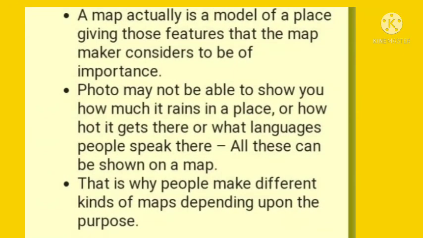A map actually is a model of a place giving those features that the map maker considers to be of importance. A photo may not be able to show you how much it rains in a place, or how hot it gets there, or what languages people speak there. All these can be shown on a map. That is why people make different kinds of maps depending upon the purpose.